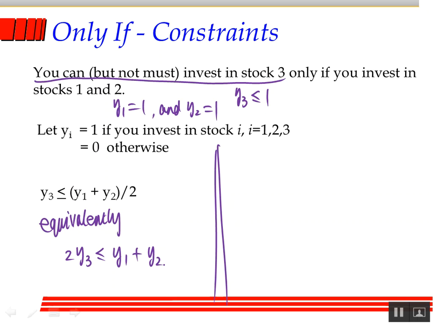So any other way to write it? Well, what I'm going to write down will be shocking. How about y3 less than or equal to y1, y3 less than or equal to y2? So instead of this, how about this? You just have two constraints. You can have two constraints, right? They are linear, so.